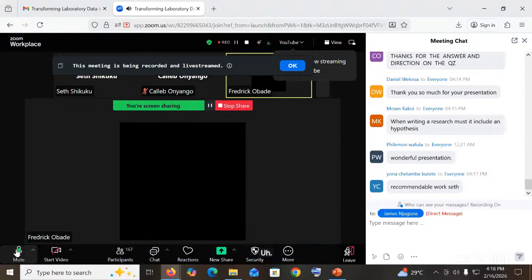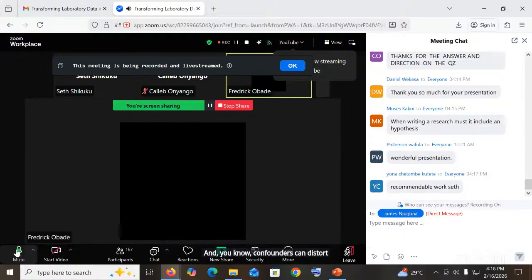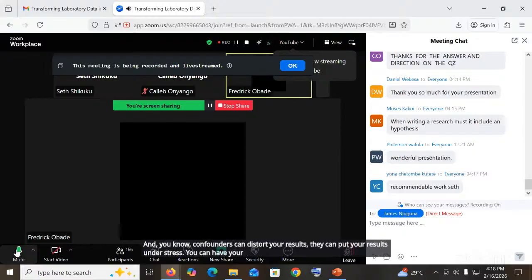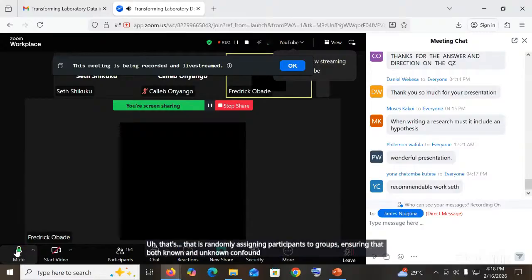Another way, if you can't really do that, because most people who have diabetes probably still have other conditions, and confounders can distort your results. They can put your results under stress. You can even have your results revoked. So you will need to understand how to control them, and in controlling them you use what you call randomization. That is randomly assigning participants to groups, ensuring that both known and unknown confounders are distributed evenly. So those who have diabetes alone and those who do not, now it's random.